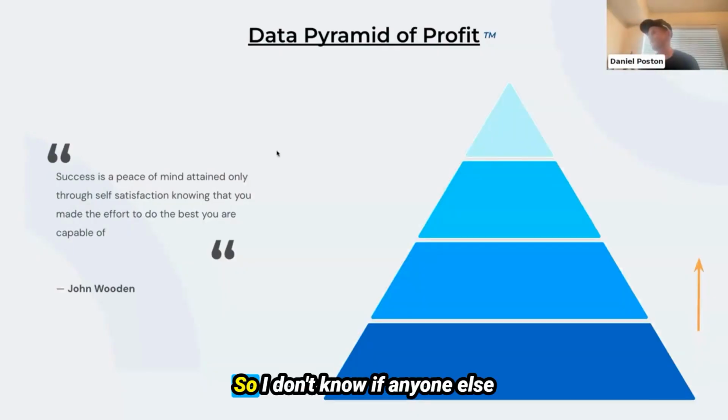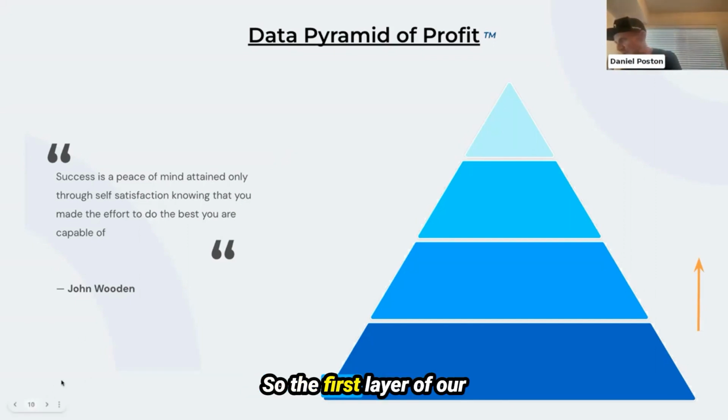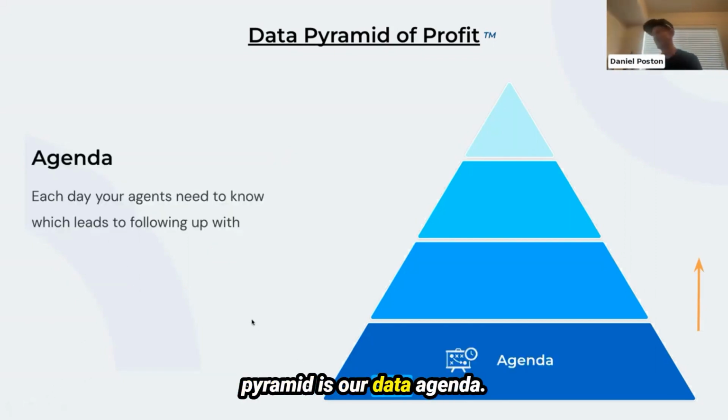All right, so I don't know if anyone else is familiar with John Wooden. He was a coach, UCLA Bruins, back in the 60s when they won, I believe it was 10 straight championships or 8 straight. So he had a pyramid of success. So we're going to have our data pyramid of profit. So the first layer of our pyramid is our data agenda.